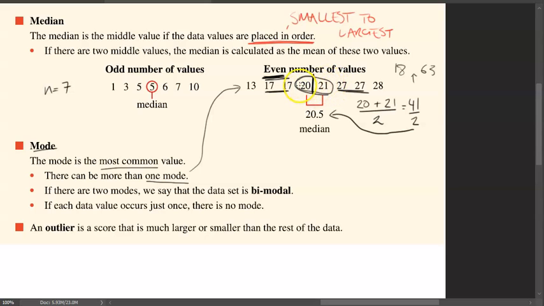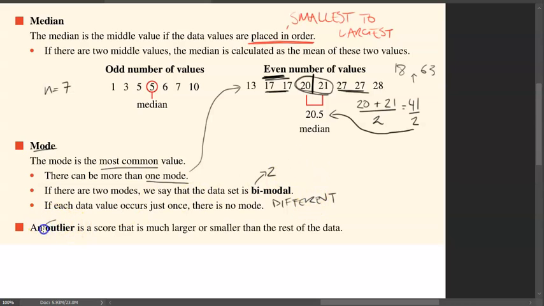If there are two modes, it's said that this is bimodal, bi just meaning 2. And if each data value occurs just once, there is no mode. So if all the data values are different, it's said that there is no mode. You can still work out the mean and the median, you just can't give an answer for the mode.